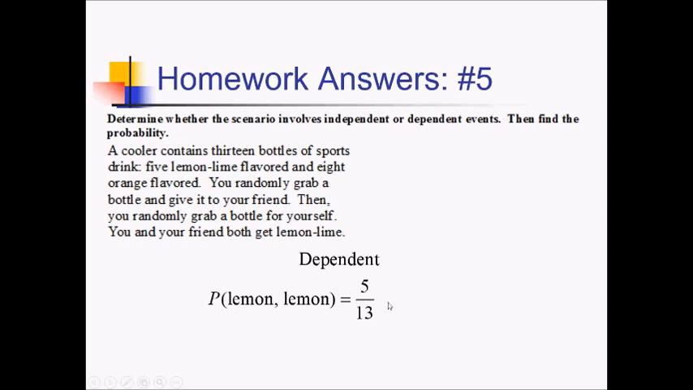So you pick one of these, give it to your friend, and now it's time for you to grab one for yourself. Now when you reach in there, you've already given one of these 13 to your friend, and you didn't put it back. So that means you now have 12 sports drinks to choose from. And you're looking for a lemon lime, but you already gave your friend one of these initial 5 lemon lime drinks. So that means there are now only 4 of those left that you could pick. So let's go ahead and multiply these probabilities. 4 over 12 can reduce to 1/3. So we have 5 times 1 in the numerator, so 5. And then 13 times 3 gives us 39 in the denominator.